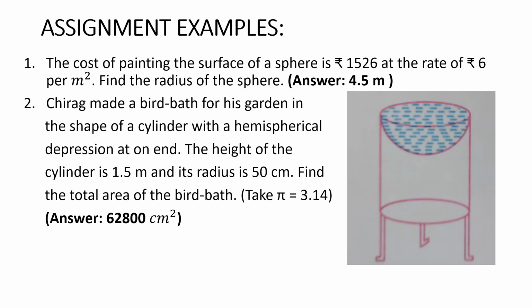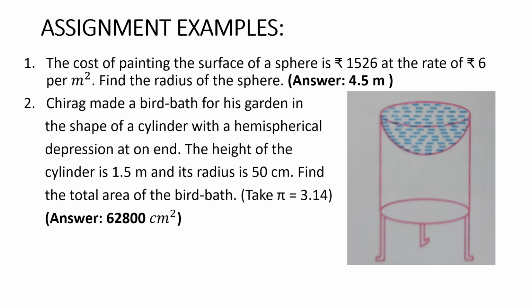Now some assignment examples based on surface areas. First one, the cost of painting the surface of a sphere is rupees 1526 at the rate of rupees 6 per meter square. Find the radius of the sphere. You just have to keep the formula of surface area of a sphere. The answer is 4.5 meters.